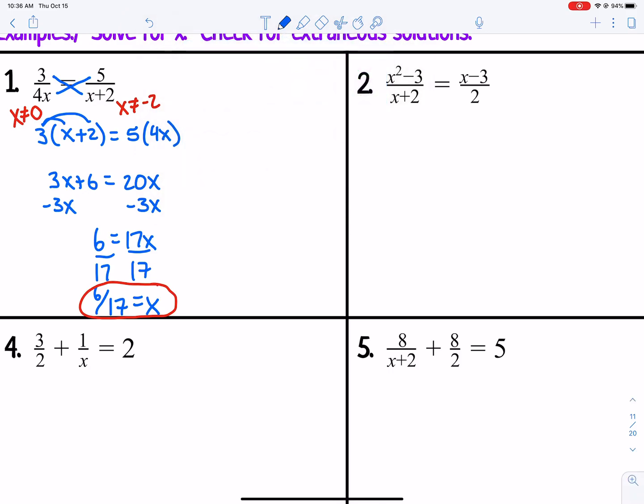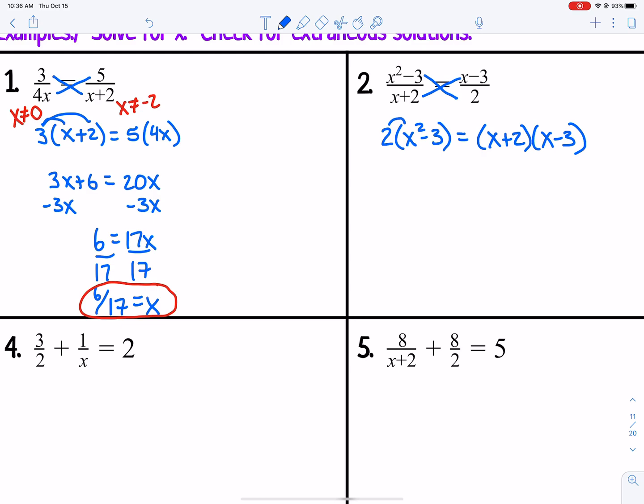So number 2, we have (x squared minus 3) over (x plus 2) is equal to (x minus 3) over 2. So it's still one fraction is equal to one fraction. So let's go ahead and cross multiply. And let's say 2 times x squared minus 3, the ones that are diagonal from each other, get multiplied. And then x plus 2 times x minus 3.